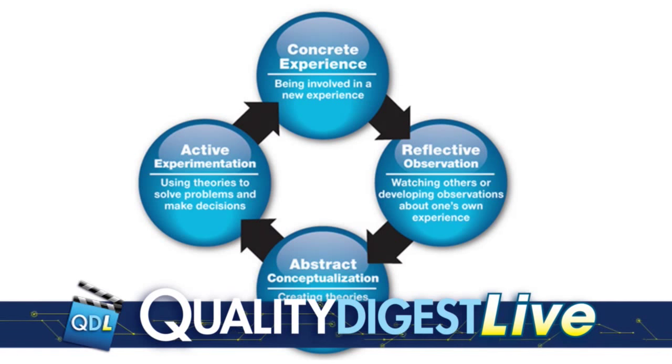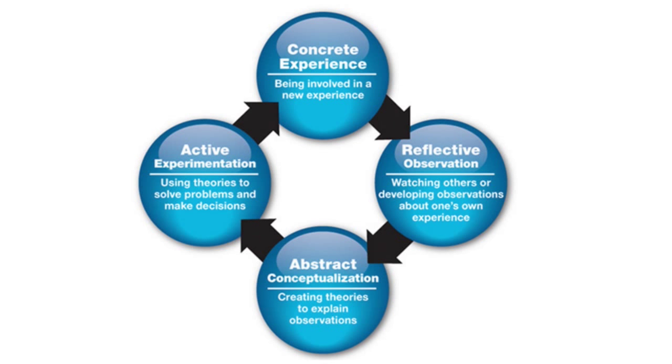The first one is concrete experience, which is being involved in a new experience and learning from it. Second one is reflective observation, so watching others and seeing how they do things and learning from that. Then there's abstract conceptualization. You take that experience, you take those observations, and you begin to put them into some context and understand what they mean. And then fourth and finally, you have active experimentation, which is you develop theories from all that, and then you begin to solve problems based on what you've learned. And it makes a lot of sense to look at it that way. That's the way most people would tend to learn, right?